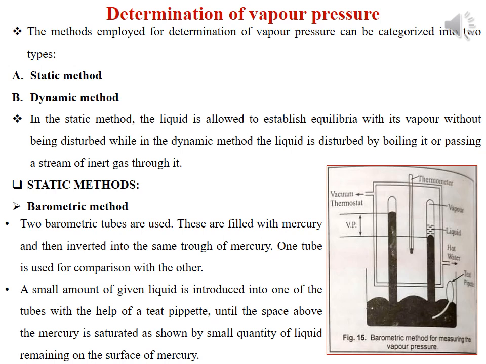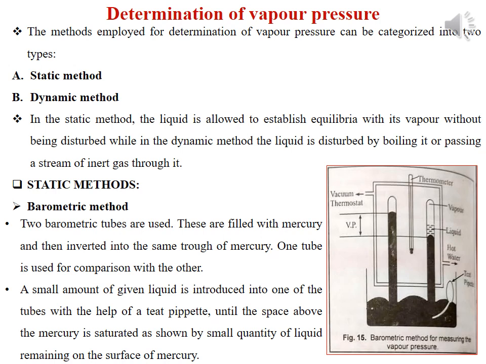These black portions are mercury. So the barometric tubes are filled with mercury and then inverted into some trough, into the same trough of mercury. So in a trough, mercury is contained, and the tubes filled with mercury are inverted into the trough. One tube is used for comparison with the other.